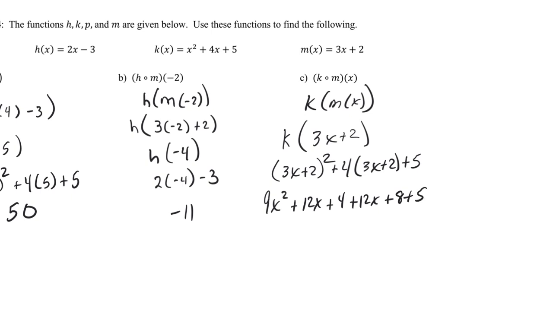and then combine some like terms. I got a 9x squared. Let's see, a 12x and a 12x is 24x, and then a 4 plus an 8 plus, that gives me 17. Okay?